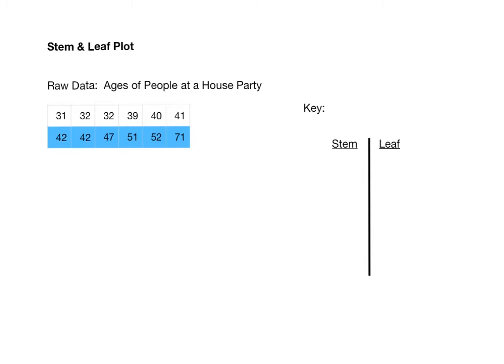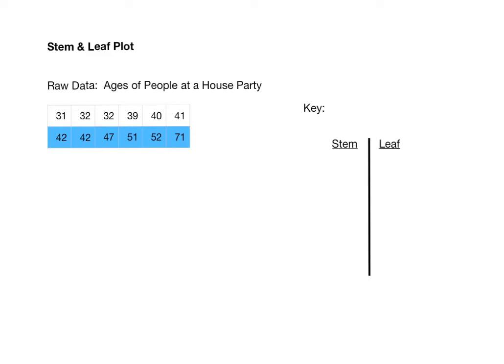However, it's a little bit more messy because of the range of numbers there. And I want to keep the stem and leaf plot very simple. So you would expect something like this on any coming quizzes or exams. So let's look at this data set. You've got a 31-year-old, 32, 32, 39, all the way up to a 71-year-old at this house party.